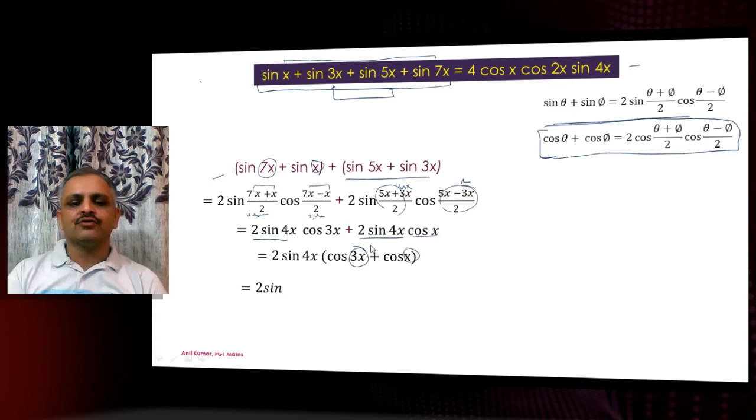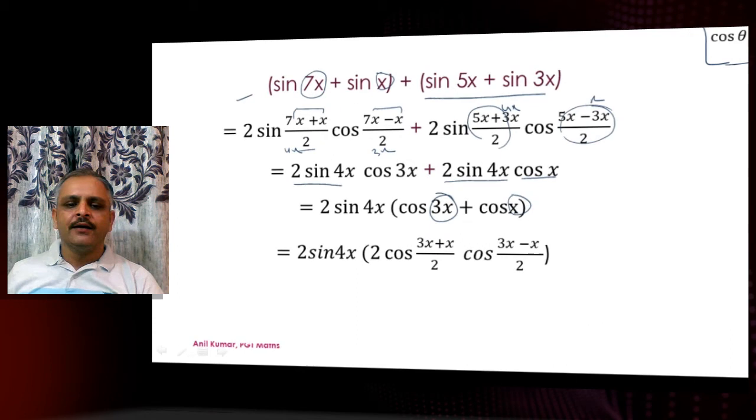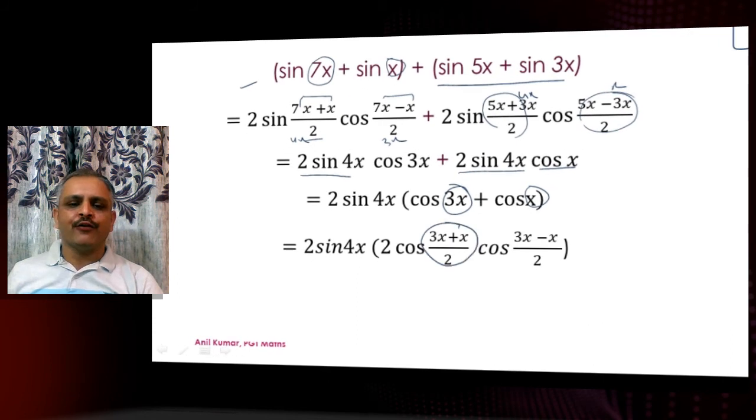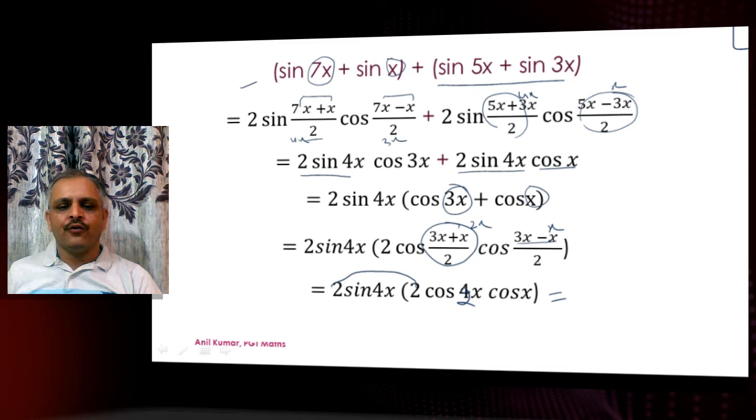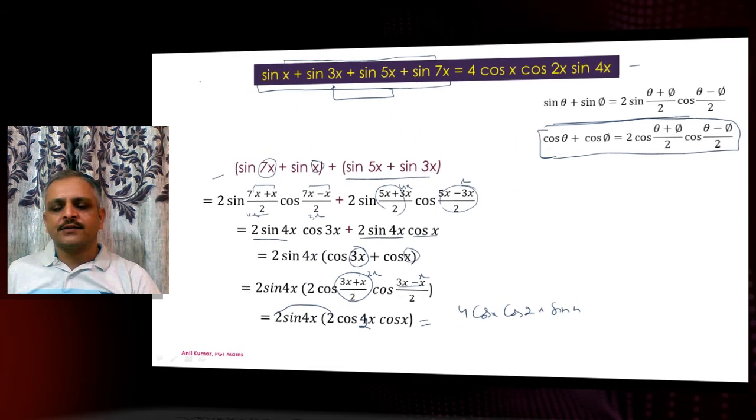So theta will be 3x and phi will be x. So it will become 2 sine 4x, 2 cos of (3x plus x) by 2 and cos of (3x minus x) by 2. And if I simplify, 3x plus x will become 4x, 4x by 2 is 2x. And 3x minus x will become 2x, and 2x by 2 will become x. Write it as 4 cos x cos 2x sin 4x, which is the right hand side which we have to prove.